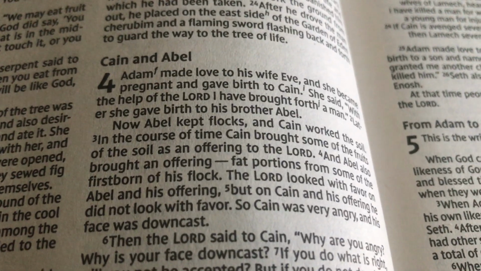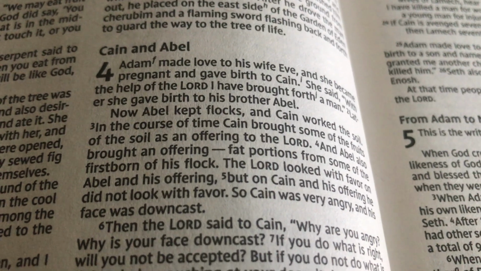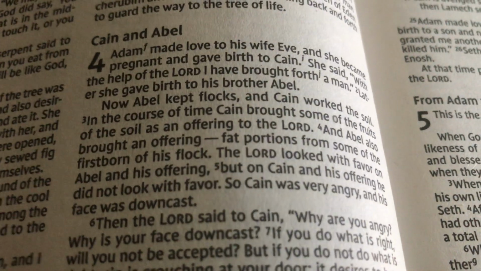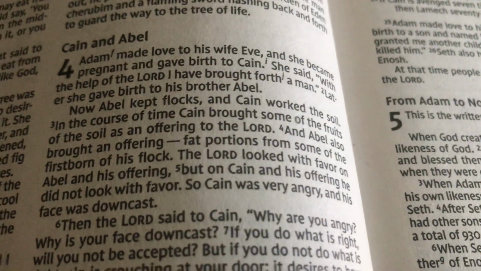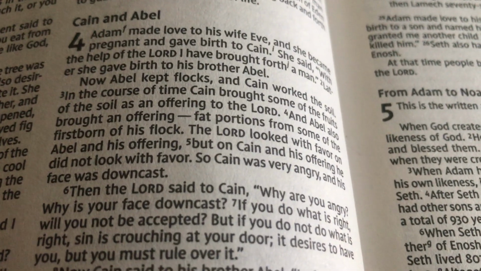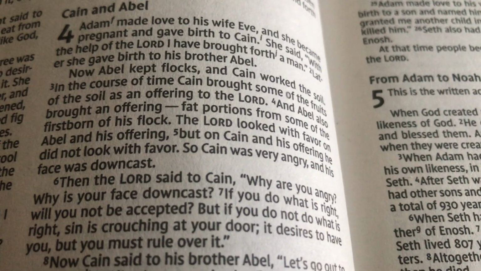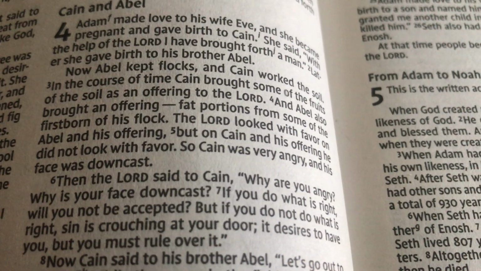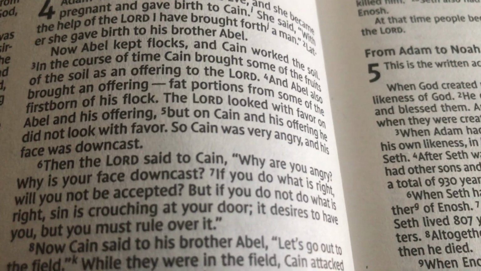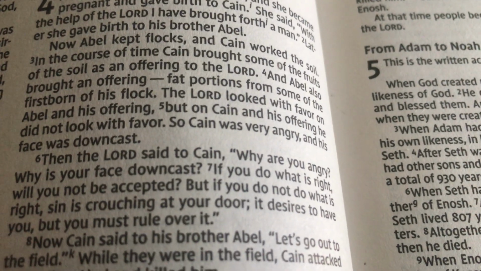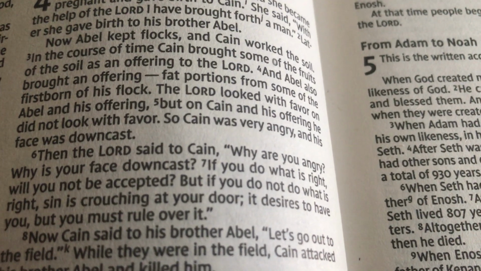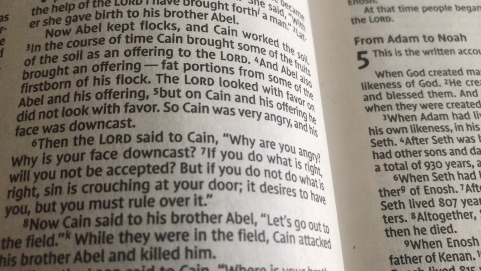birth to his brother Abel. Now Abel kept flocks, and Cain worked the soil. In the course of time, Cain brought some of the fruits of the soil as an offering to the Lord, and Abel also brought an offering, fat portions from some of the firstborn of his flock. The Lord looked with favor on Abel and his offering, but on Cain and his offering he did not look with favor. So Cain was very angry, and his face was downcast.